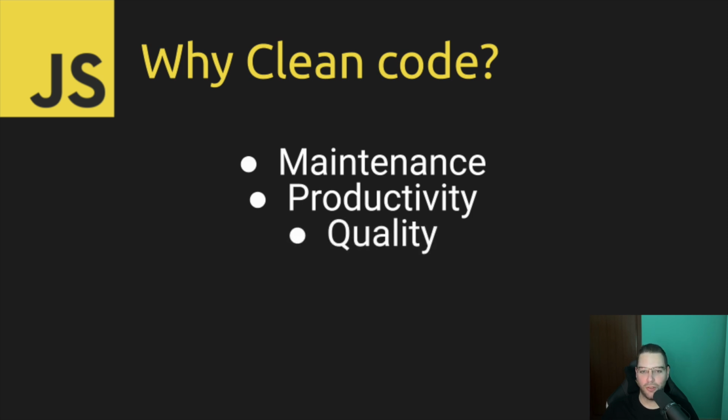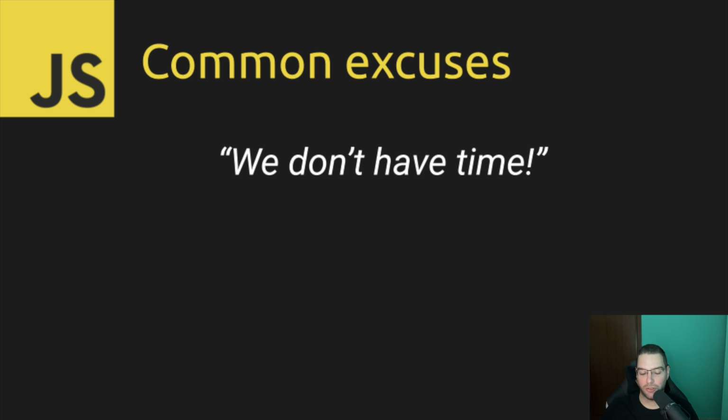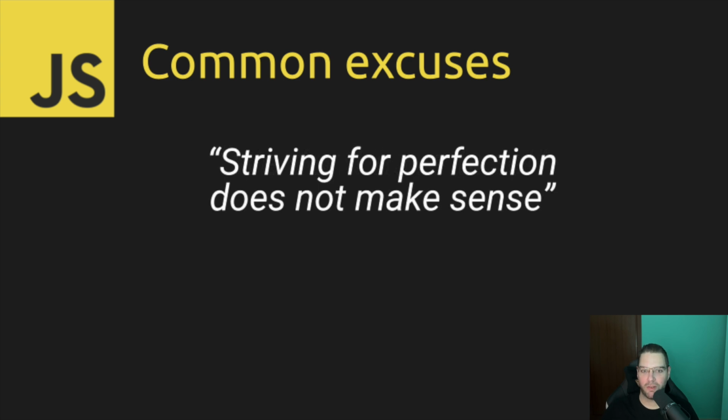Quality. Clean code usually brings fewer bugs and lower cost. I know some excuses. We need to move faster. If you write code in any way and it isn't clean code, you will be slow after some time. We don't have time. Sometimes it's true, but usually we are always in a hurry, pushing for delivery. I think quality is over quantity or speed. Striving for perfection doesn't make sense. It's true, but we need to keep pushing for improvement and do things in the best way we can do.